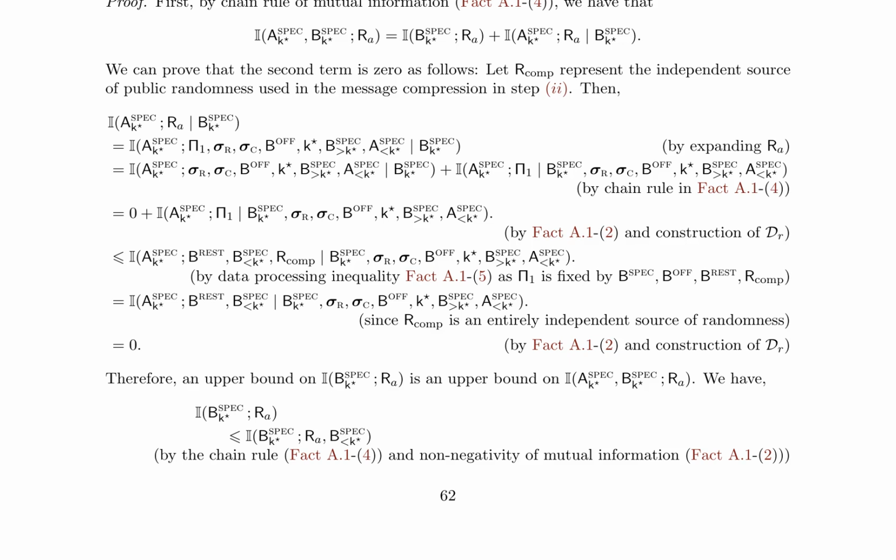They then bound I(bspec_k_star; raw) using the chain rule of mutual information and non-negativity of mutual information. The authors use these claims to establish an upper bound on the mutual information between certain random variables, which is crucial in their analysis. The technical details of the proofs, including the use of conditional mutual information, linearity of expectation, and chain rule of mutual information, demonstrate the authors' rigorous approach to bounding the mutual information.